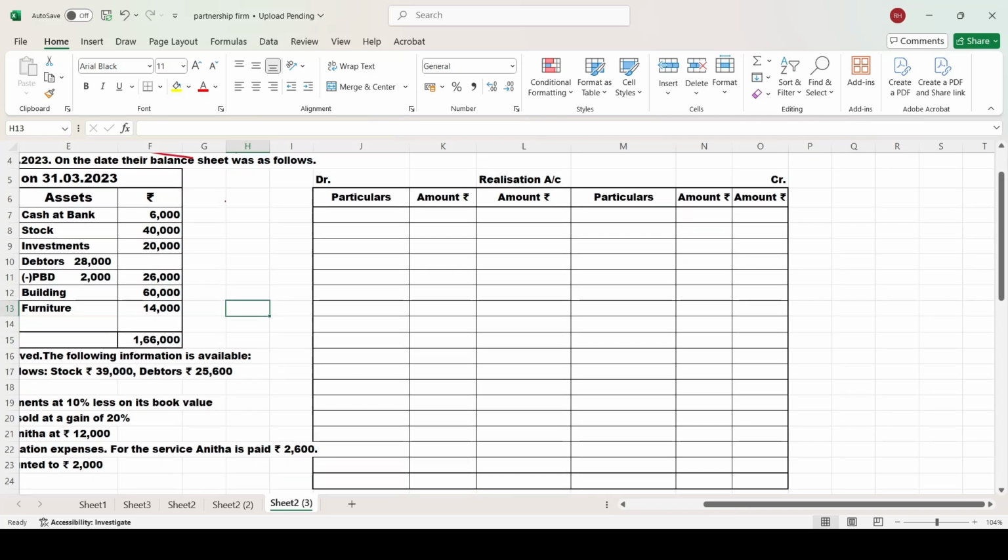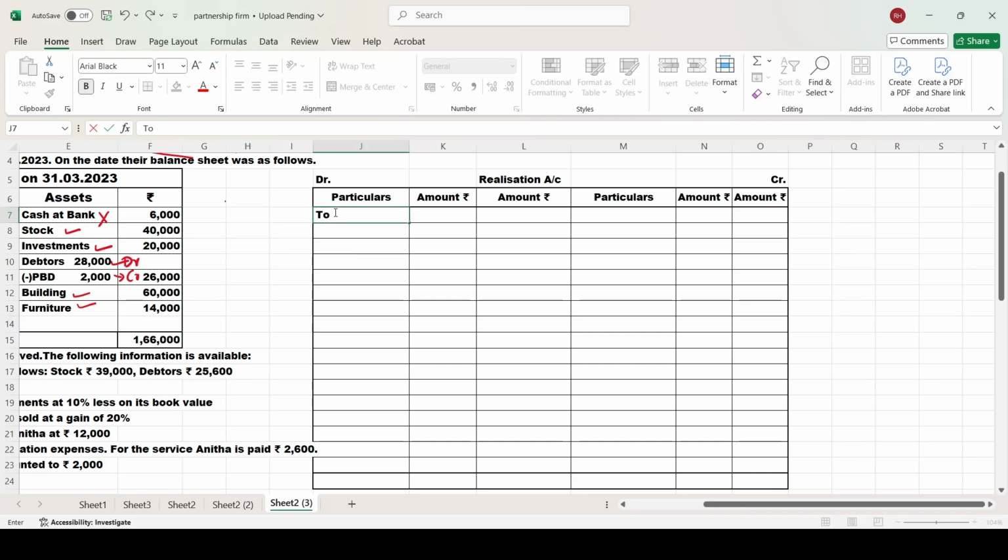Now we'll go one by one through the assets. We'll record all the assets except cash at bank. Yes, cash at bank should not be recorded. Stock, yes, it should be recorded. Investment. And coming to debtors, as I have already told you, when there is a PBD, take the debtors' inner amount column to the debit side and the PBD to the credit side. Building, yes, you have to record it. Furniture, you have to record it. Now we'll record one by one towards the debit side.